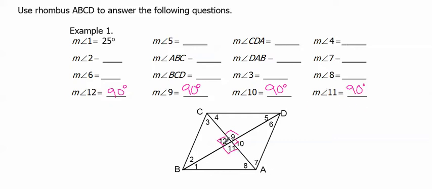Almost done. So let's keep going. It told me over here that angle 1 was 25. I can mark that in my picture. Now if you remember, those diagonals are bisecting the angles, which means if angle 1 is 25, angle 2 is 25. But wait, a rhombus is just a special parallelogram. In a parallelogram, my opposite angles are congruent. So if 2 is 25, 5 is 25, and 6 is 25. So I can go ahead and fill that in up here as well.